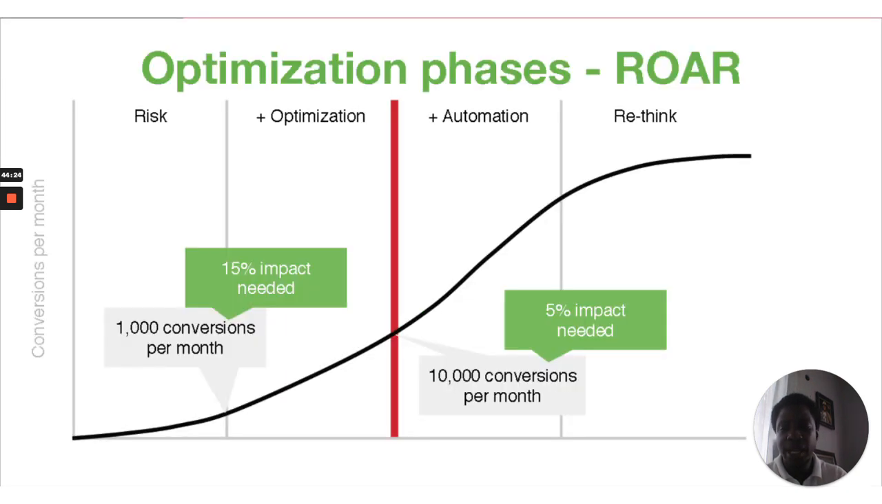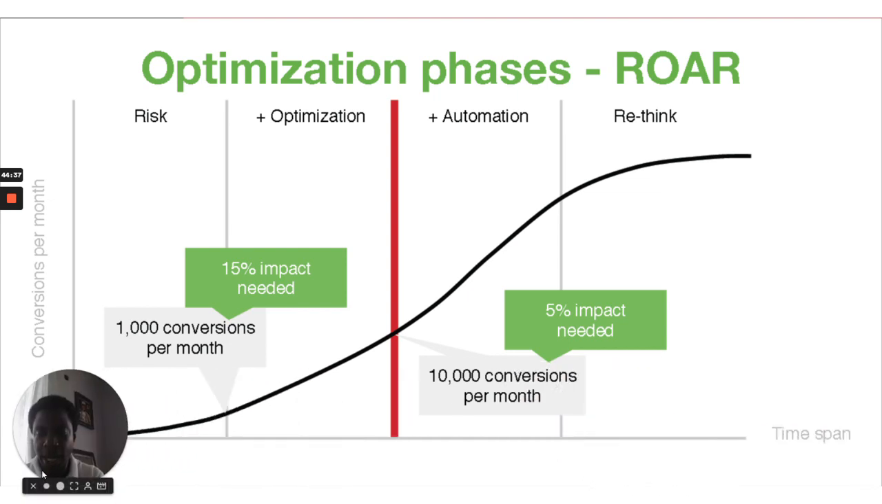The ROA method is simply like a graph. If you check on the horizontal part, you see the conversions per month over time. The horizontal part is the time span, right? So it's broken down into stages when you are running your experiment over time, because sometimes things can change. So you have the risk stage, the optimization stage, the automation stage, and the rating stage.